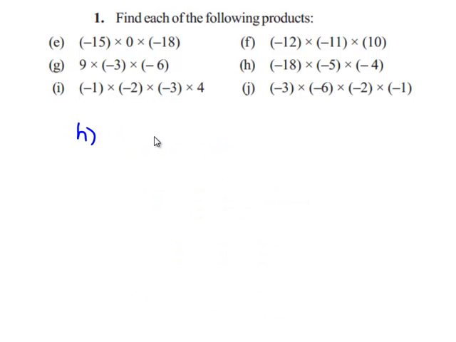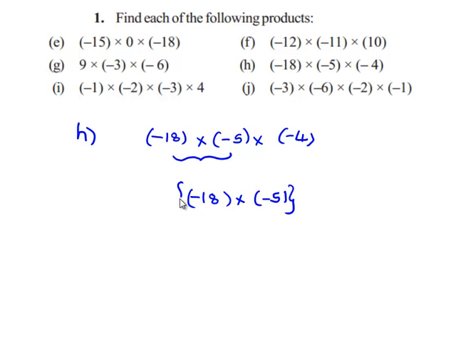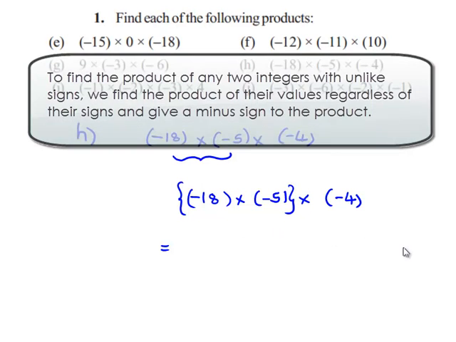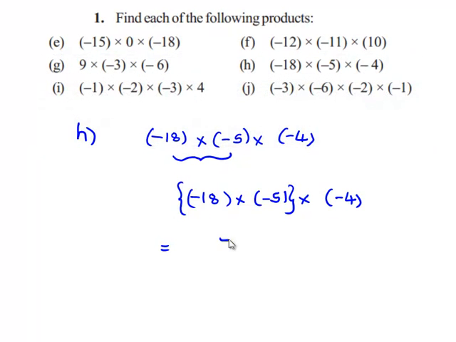We'll see the next bit, that is negative 18 multiplied by negative 5 multiplied by negative 4. First, we'll group any two integers, that is negative 18 into negative 5 grouped together, multiplied by negative 4. To find the product of negative 18 and negative 5, first we multiply their values regardless of the signs. That is 18 into 5 gives 90. When we multiply two similar signs, we always arrive at a positive sign. Therefore, negative 18 multiplied by negative 5 gives plus 90.